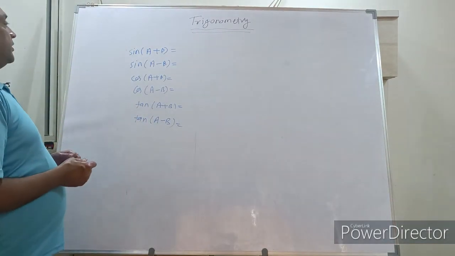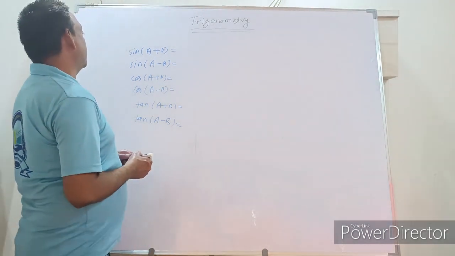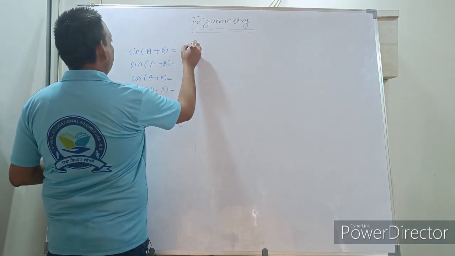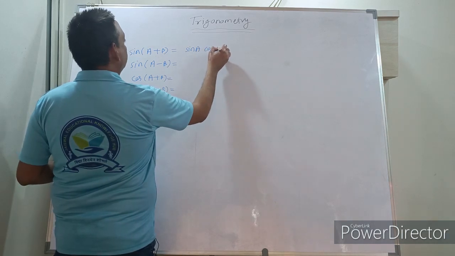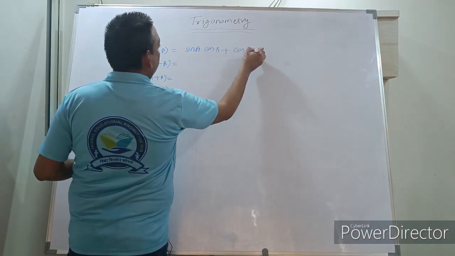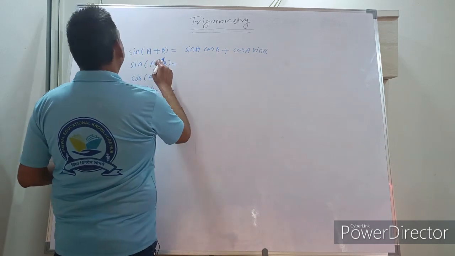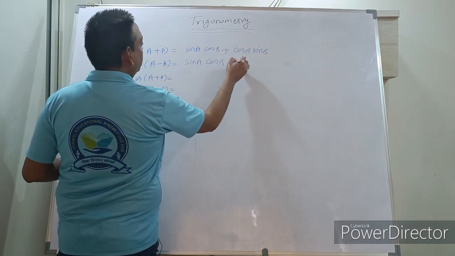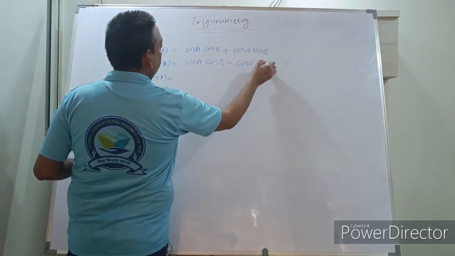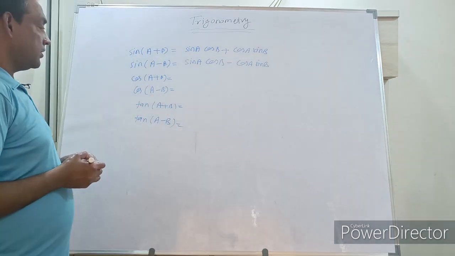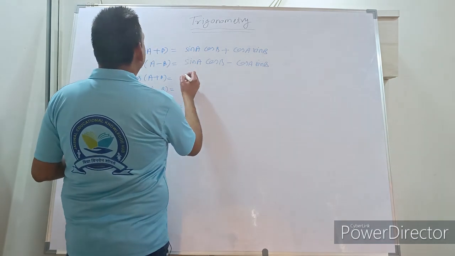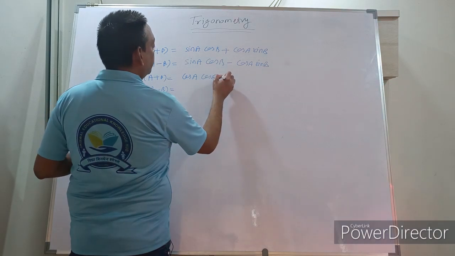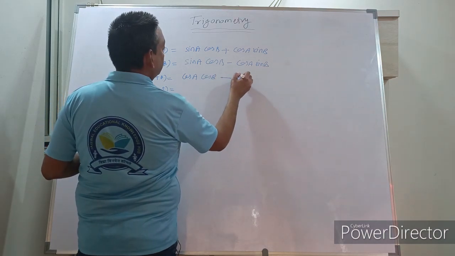In the next part, there are a few more formulas. The first one is sin(a plus b). The formula for sin(a plus b) is sin a cos b plus cos a sin b. In the same way, if it is a minus b, then it becomes sin a cos b minus cos a sin b. Clear? Now if it is cos(a plus b), it is almost the same way, cos a cos b, but now this will be minus sin a sin b.